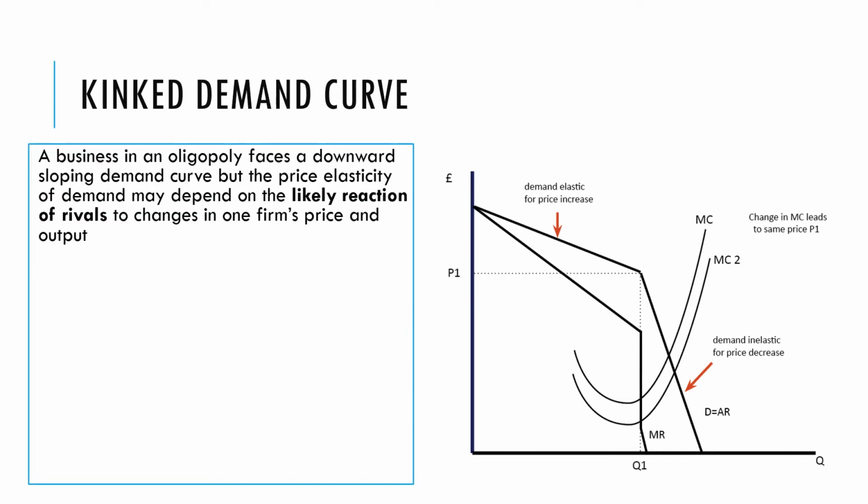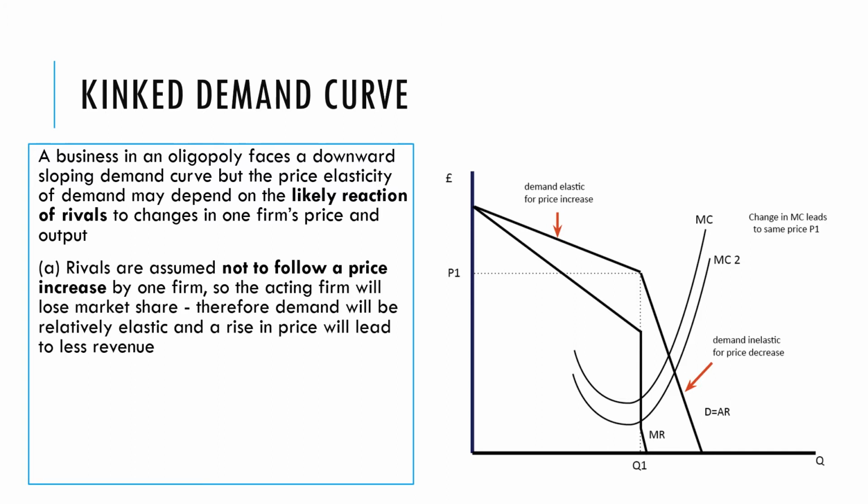So a business in an oligopoly faces a downward sloping demand curve. We know that. But the price elasticity of demand, the change in demand when they change price, will depend on the likely reaction of rivals to changes in the firm's price and output, because they're interdependent. So, in one scenario, if we were to increase our price, we would assume that rivals would not follow. So the firm doing that is likely to lose a lot of market share, lose a lot of demand. So raising our price will lead to a relatively elastic response in demand and will lead to less revenue.